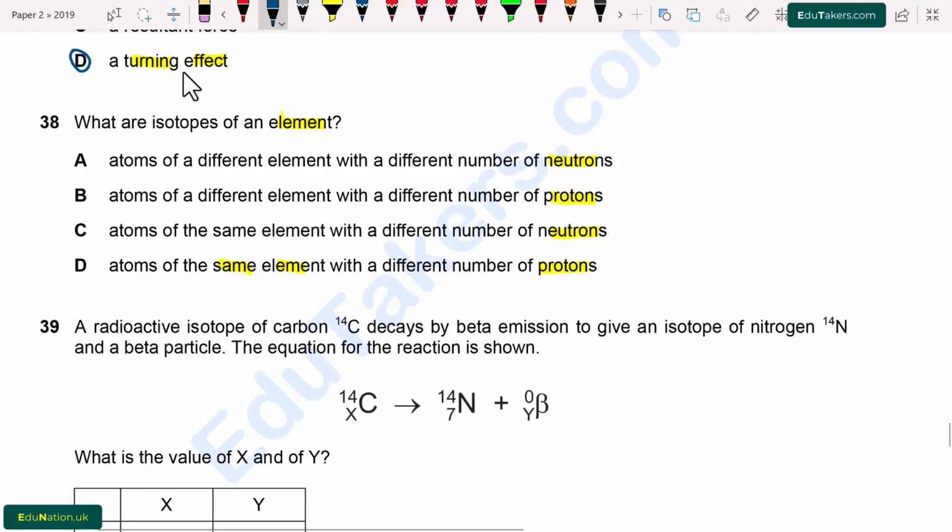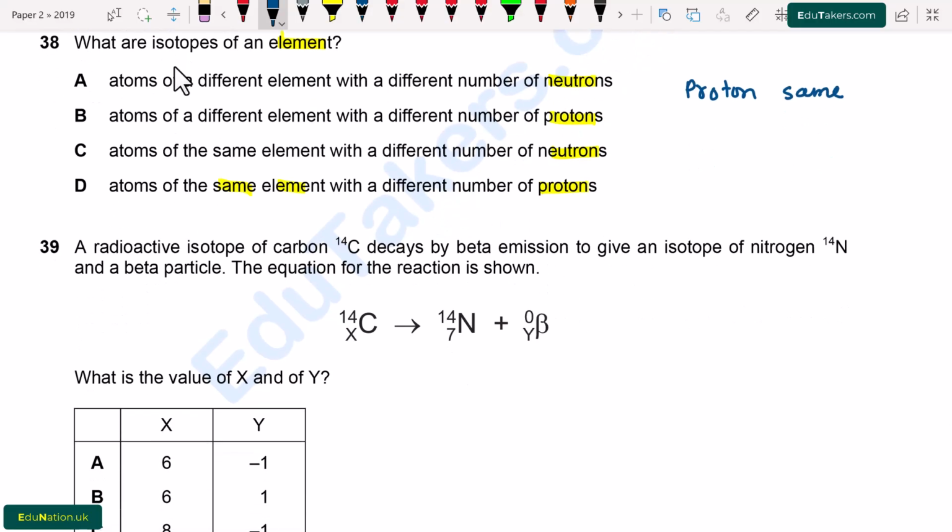So isotopes have same atomic number. It means that the number of protons should be same. And these are the atoms of the same element. So option C is correct, because the number of neutrons are different. Isotopes have different mass number.